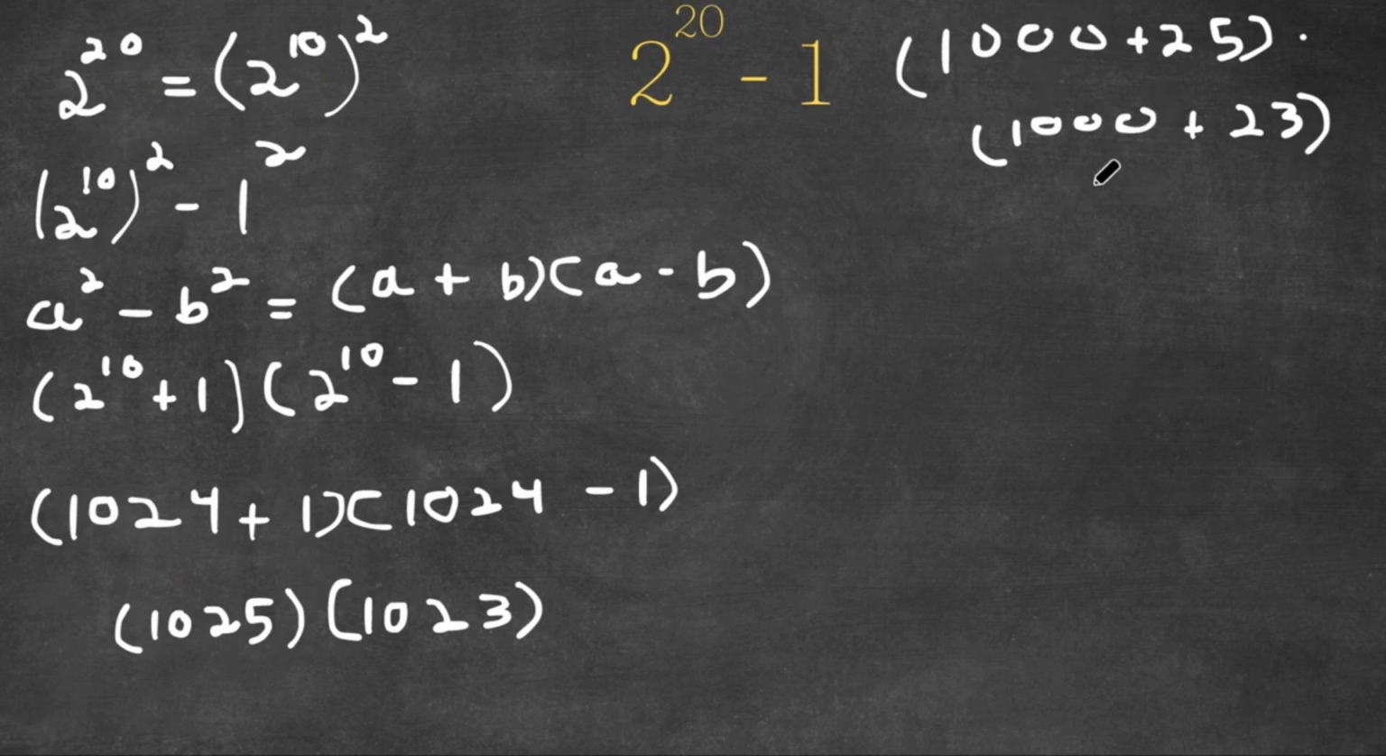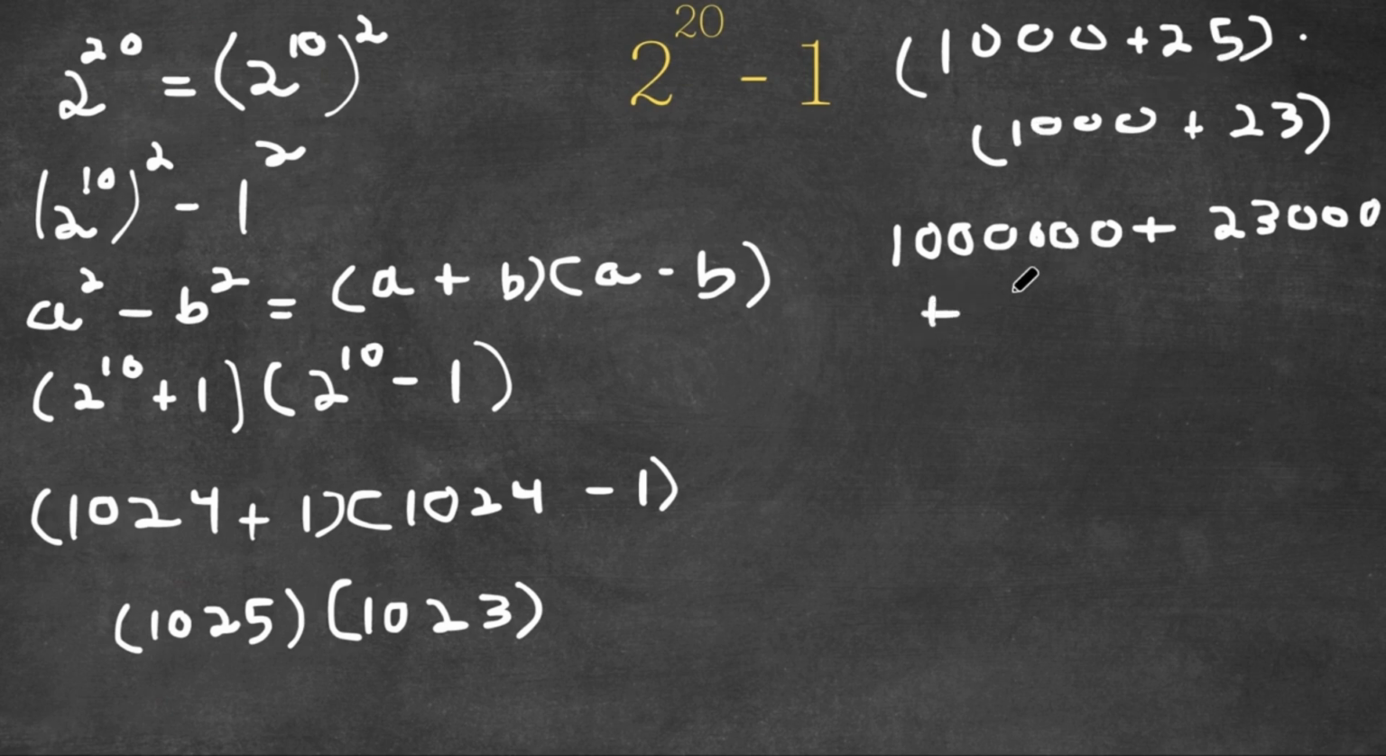So 1000 times 1000 is going to be 1 million, so 1 with 6 zeros. Plus 1000 times 23 is 23,000. Plus, now we're going to do 25 times 1000, which is 25,000. Plus, now we have 25 times 23, which is going to be 575.